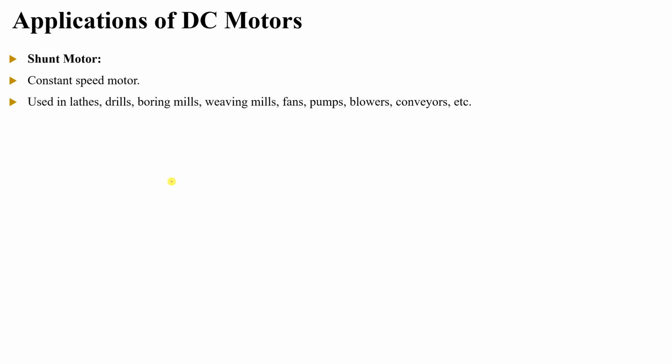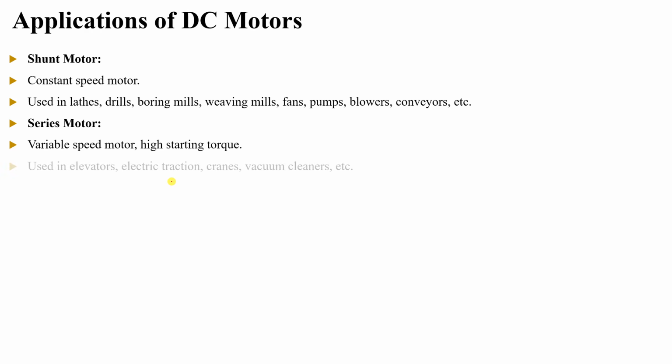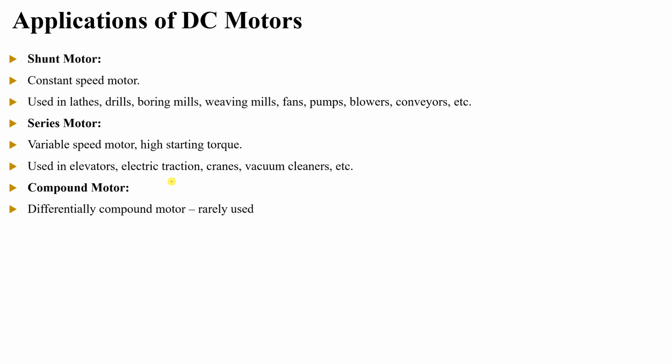So what are the applications of DC motors? We have a shunt motor. It is considered a constant speed motor used in various applications like pumps, blowers, and fans. The series motor can be used as a variable speed motor with high starting torque, and it's used in elevators, electric traction, vacuum cleaners, and so on. The differential compound motor is rarely used, but the cumulative is used in processes and other applications.